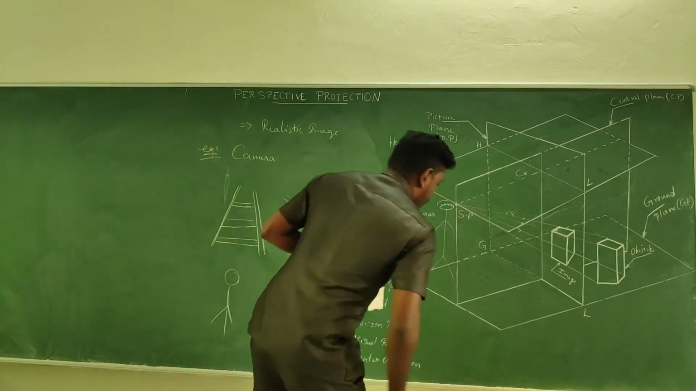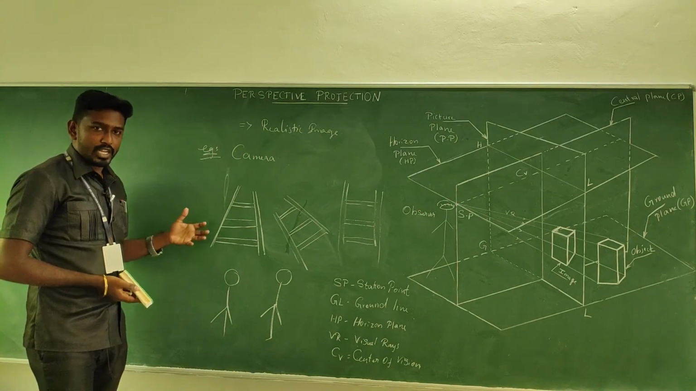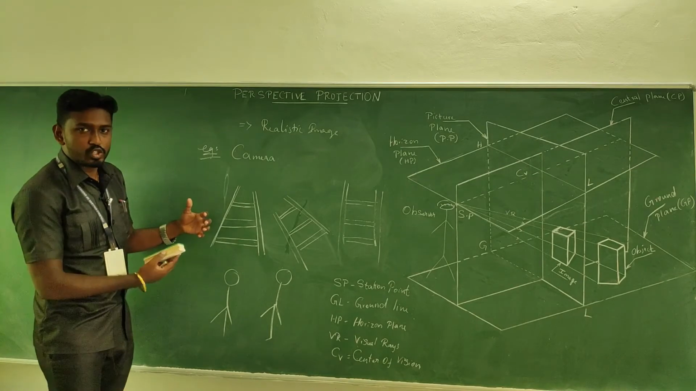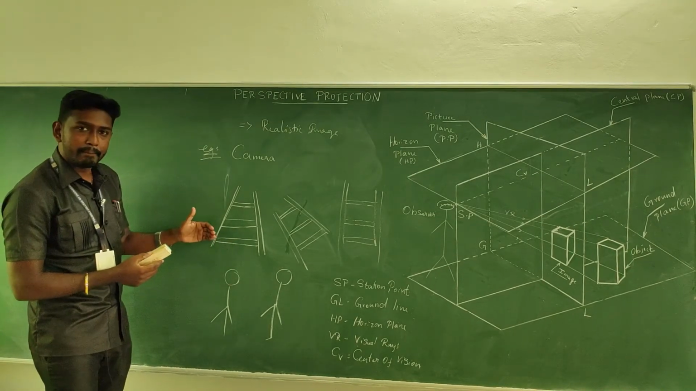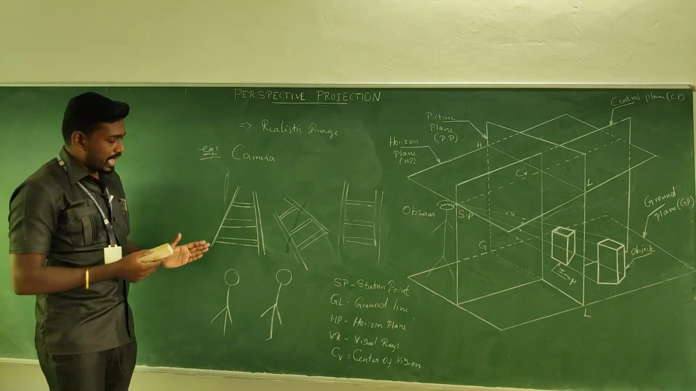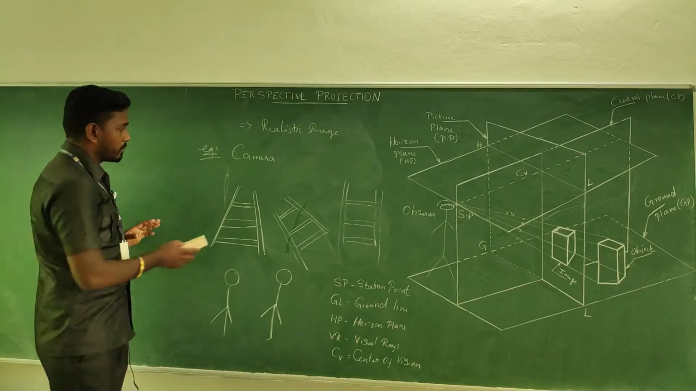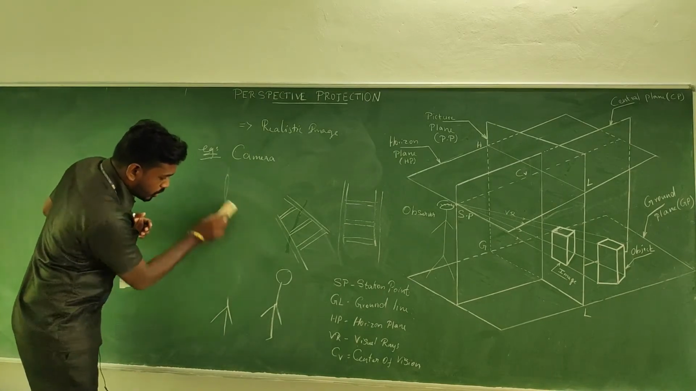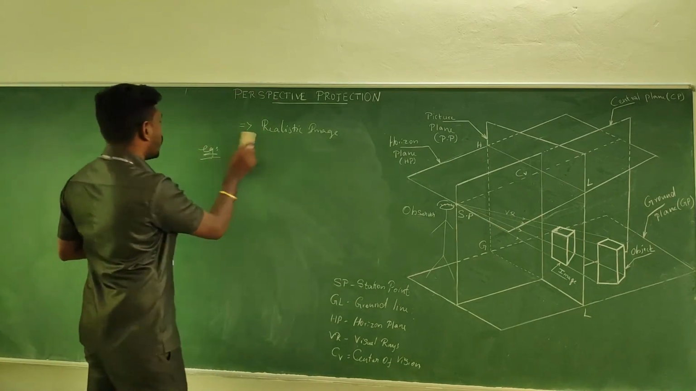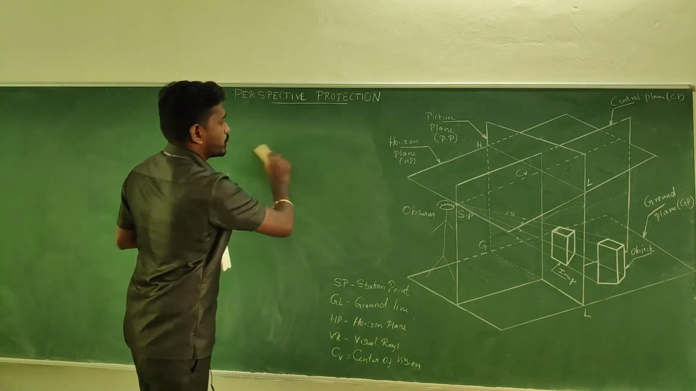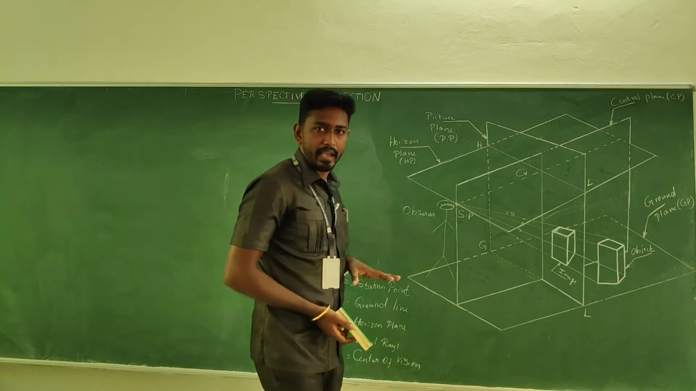And one more thing I can convey here: the portion lying nearer to the observer will be large, and the portion lying farther from the observer will be very small. Let us know the terminologies involved in perspective projection. For that I have drawn the diagram here.